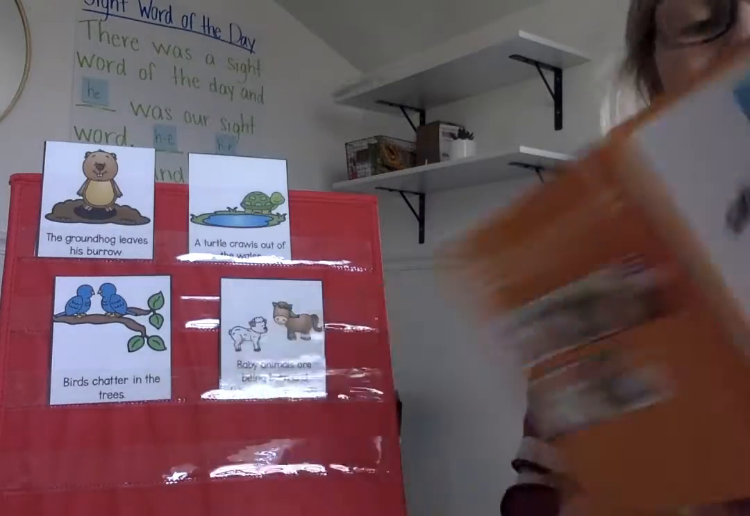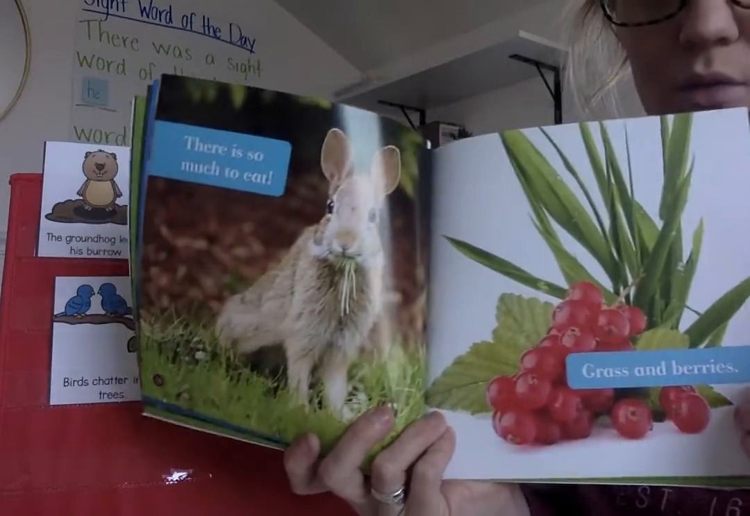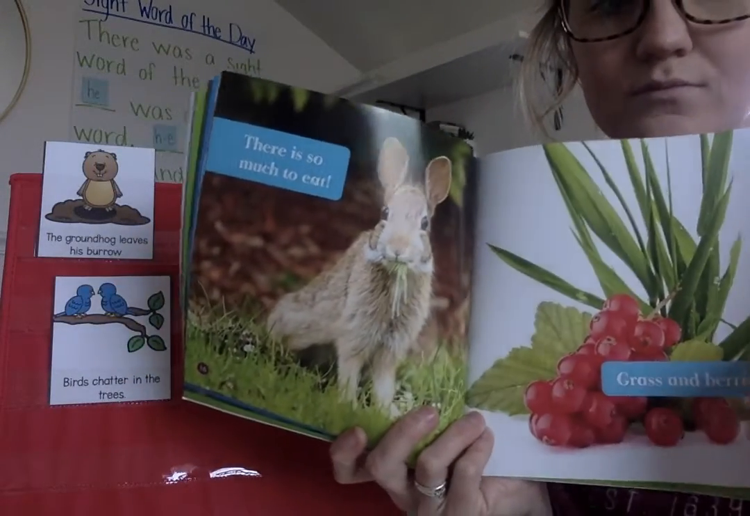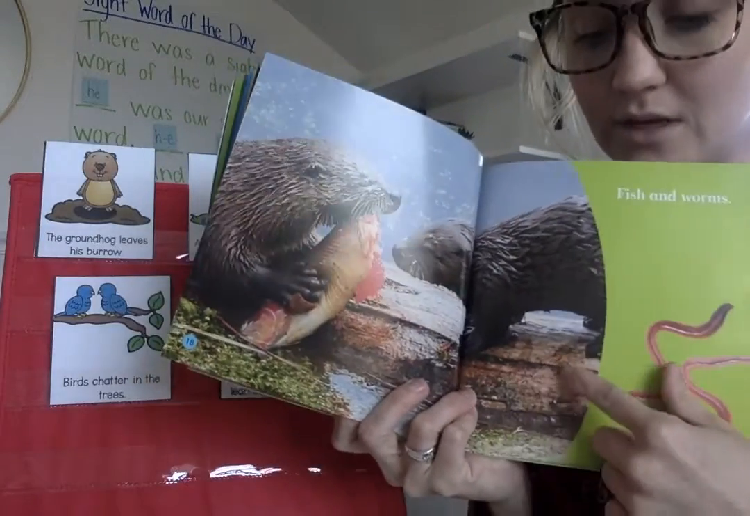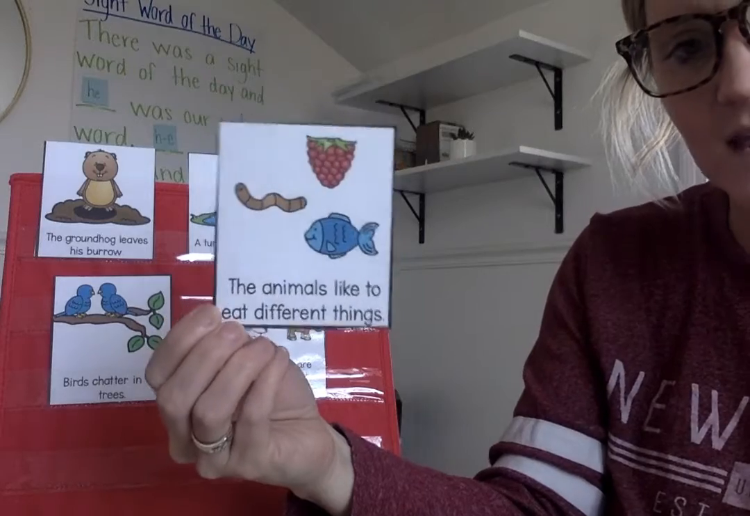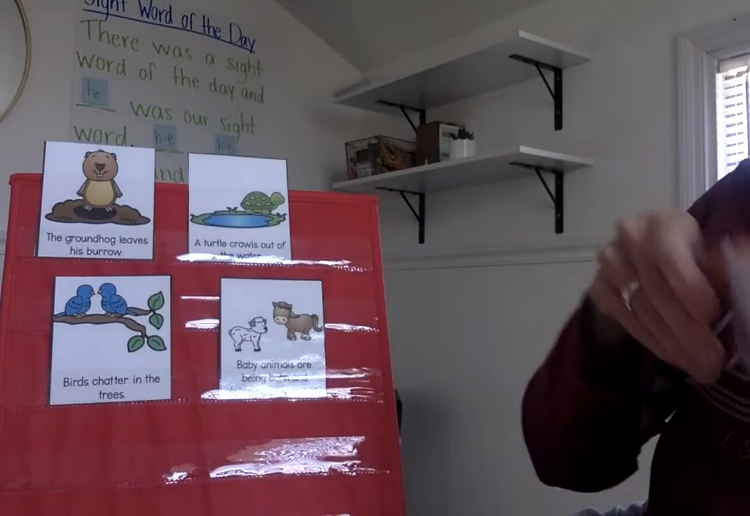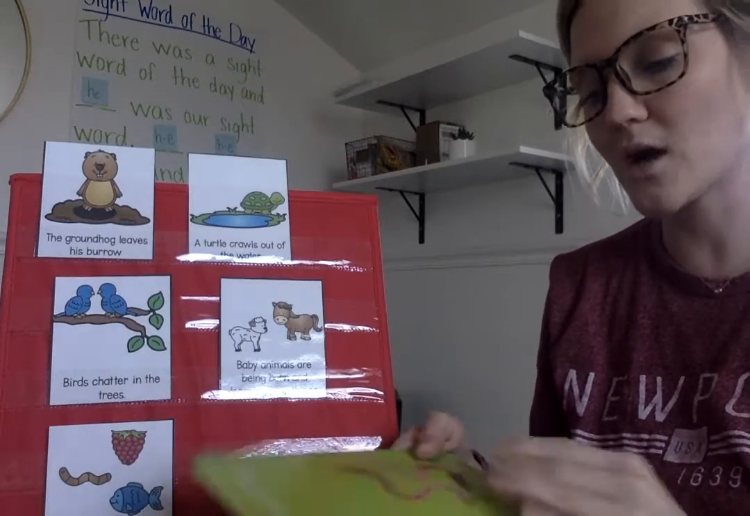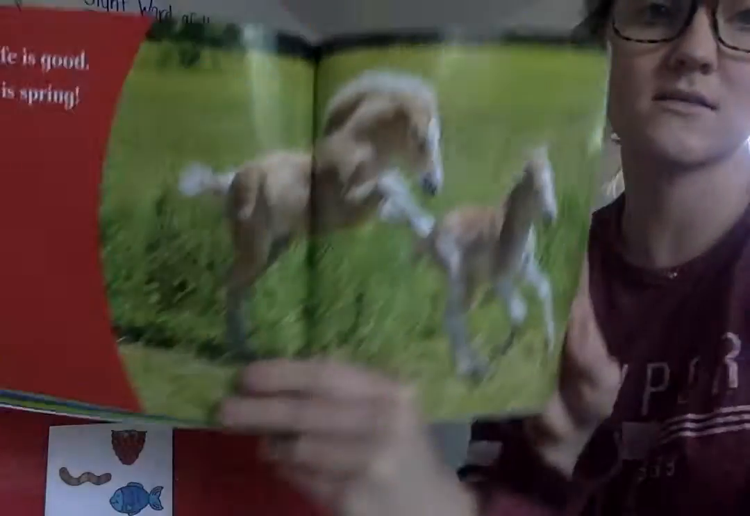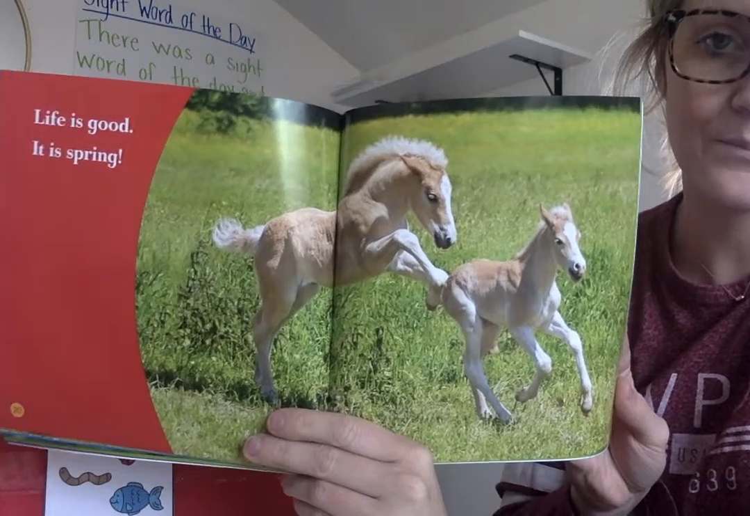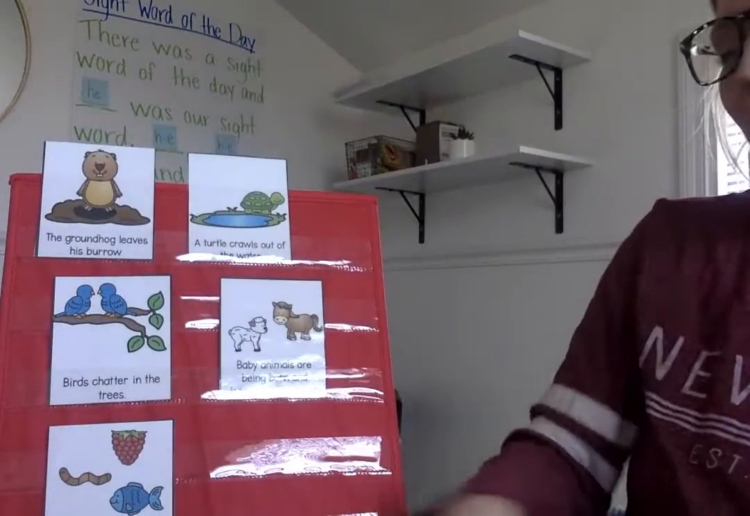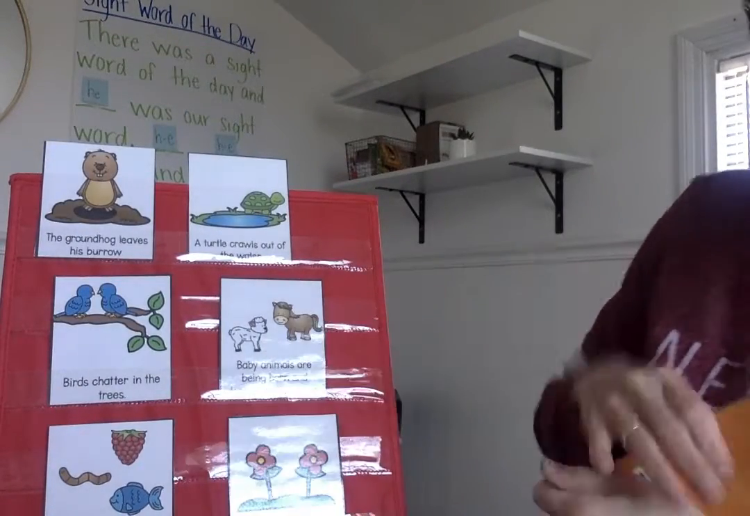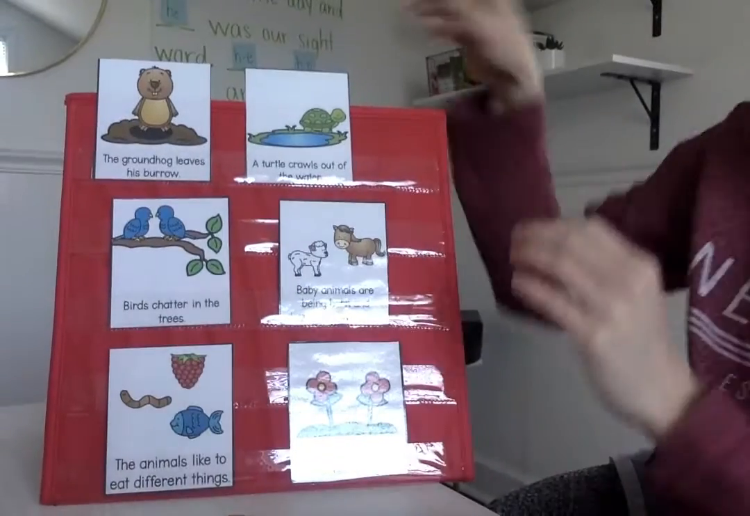Okay, then what was this part about? What was this bunny doing? All right, what are all these animals doing? Excellent. They're eating different things. The animals like to eat different things. And then the last page finally told us what season it was. What season is it? Spring. Awesome. Very good. So we just put the events of the story in order.